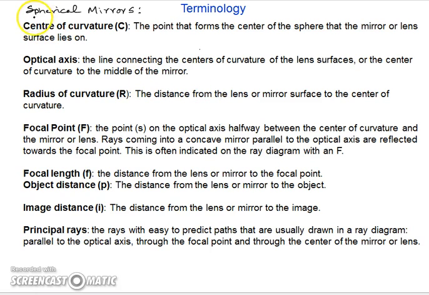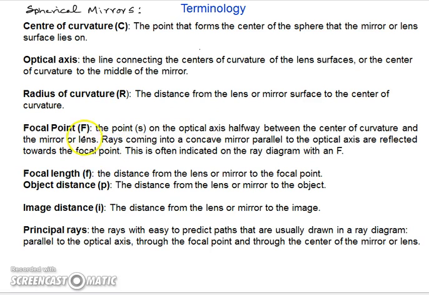So we will use the center of curvature, normally denoted by the letter C. What does center of curvature mean? This point forms the center of the sphere that the mirror or lens surface lies on. Optical axis: the line connecting the centers of curvature of the lens surfaces, or the center of curvature to the middle of the spherical mirror. Radius of curvature, denoted by the letter R, is the distance from the lens or mirror surface to the center of curvature.